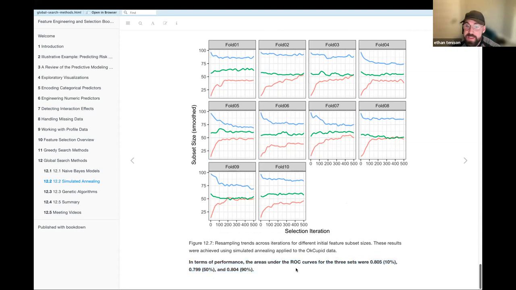Yeah, so in the end, you would probably want to use fewer predictors because it would speed up the process, because in the end, their ROC curves are actually virtually identical, whether you use 10, 50, or 90%.